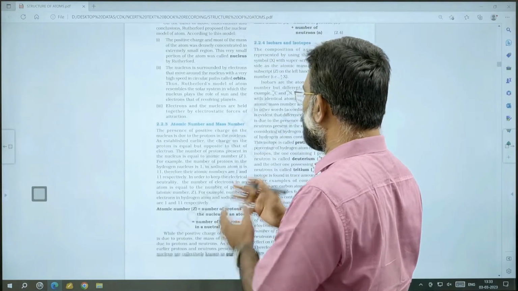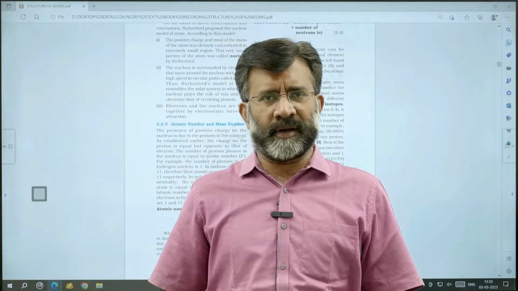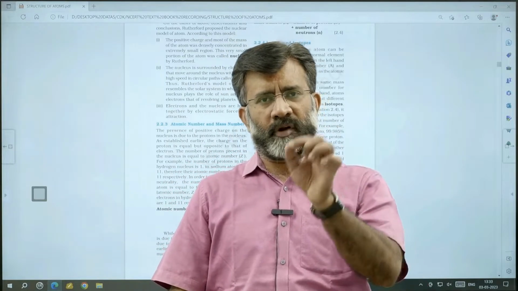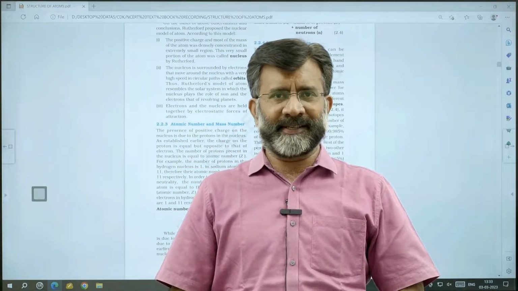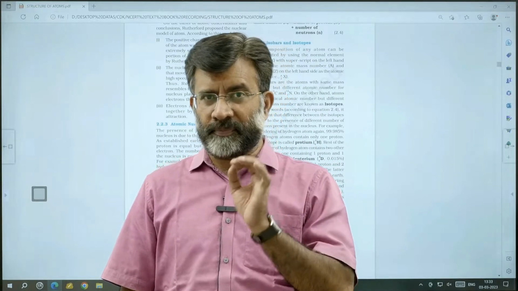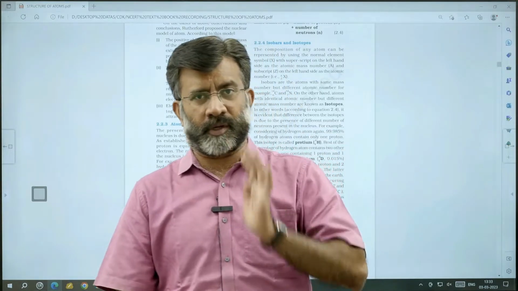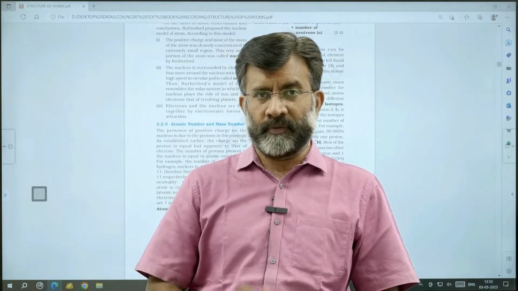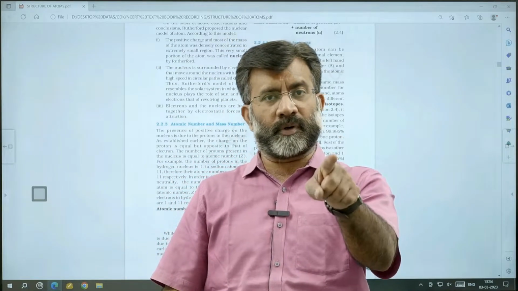Then there is the talk on atomic number, mass number, etc. Atomic number, everybody knows what it is? Atomic number means number of protons. For a neutral atom, the number of protons is equal to the number of electrons. What is mass number? Mass number is the number of protons plus neutrons. So atomic number is the number of protons, equal to the number of electrons for a neutral atom. For a charged species, it will be different.